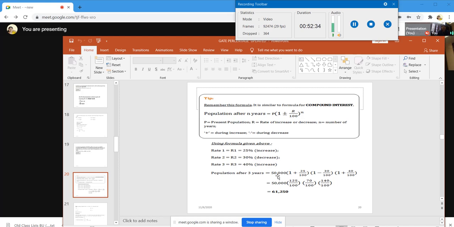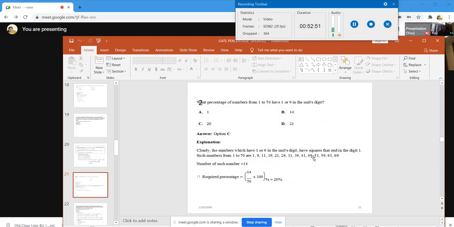So I can write the initial population as 50,000. First an increase, so I write 1 plus 25 by 100, then a decrease, so 1 minus 30 by 100, and multiply with 1 plus 40 by 100 because it increases. So finally the answer is 61,250.